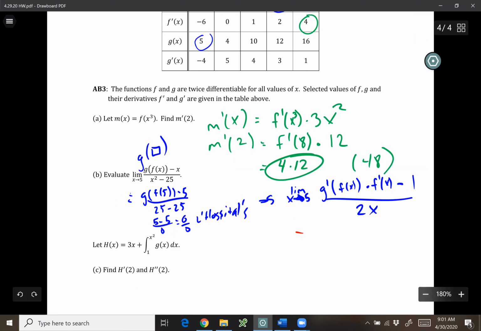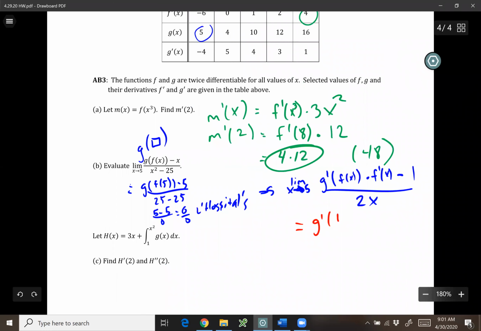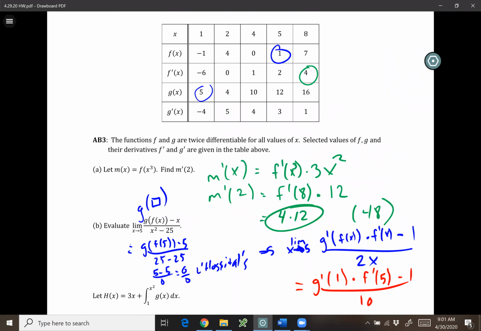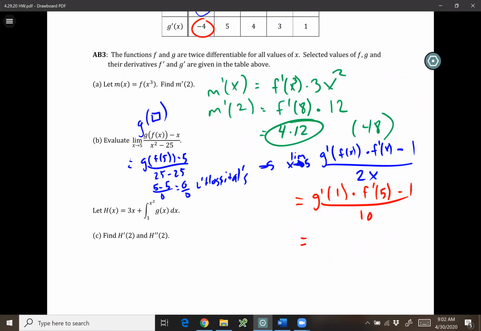So now when we plug this guy in, this becomes g prime of f of 5, right? F of 5 we said was 1, times f prime of 5 minus 1 all over 10. G prime of 1 is negative 4. F prime of 5 is 2. So negative 4 times 2 is negative 8 minus 1 is negative 9 over 10.